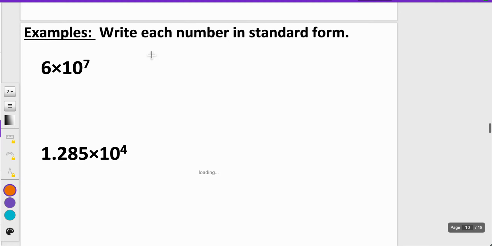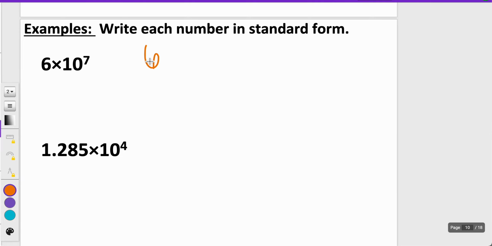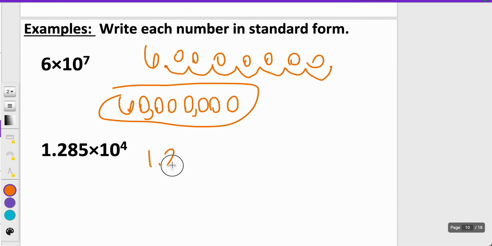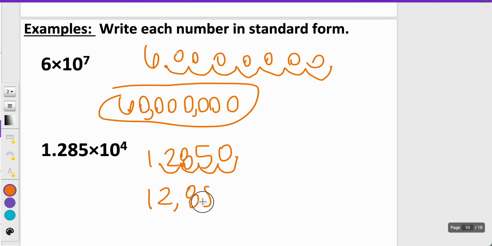Okay. Again, some extra examples. This one does not have a decimal, but 6 has an imaginary decimal behind it. And when I move it over 7 times to the right, I'm going to fill each one of those empty spaces with a 0. So this will actually give me 6 with 7 zeros, or 60 million. 1.285 is a long decimal, and that's okay because it's still equal to or greater than 1, but still less than 10. And I move it over 1, 2, 3, 4 spaces to the right. I'm left with 12,850.